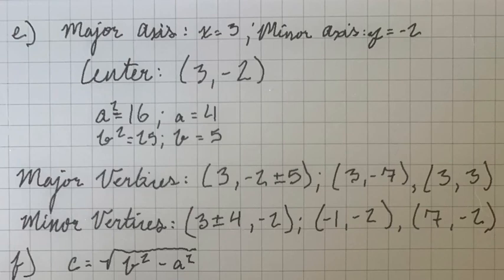Same process is done for the minor vertices. You go left 4 and right 4 in this case, because a equals 4 in the x fraction. And we get the points -1, -2, and 7, -2 for the ellipse's minor vertices. So major vertices, 3, -7, 3, 3, and the minor vertices, -1, -2, and 7, -2.